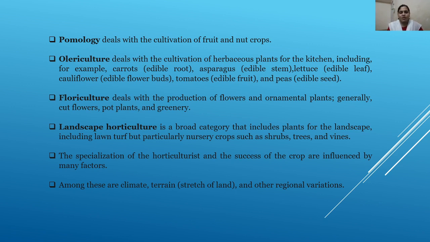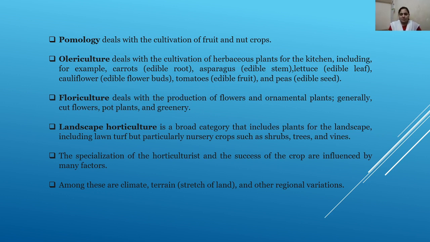Pomology deals with the cultivation of fruit and nut crops. So basically, the cultivation of fruit crops as well as the nuts, all this cultivation is termed as pomology. Olericulture is the cultivation of herbaceous plants which are generally used for kitchen, and it includes carrots, asparagus, lettuce, cauliflower, tomatoes, peas, etc. Another term is floriculture, which deals with the production of flowers and ornamental plants. Generally, the cut flowers, potted plants, and the greeneries are included in floriculture.